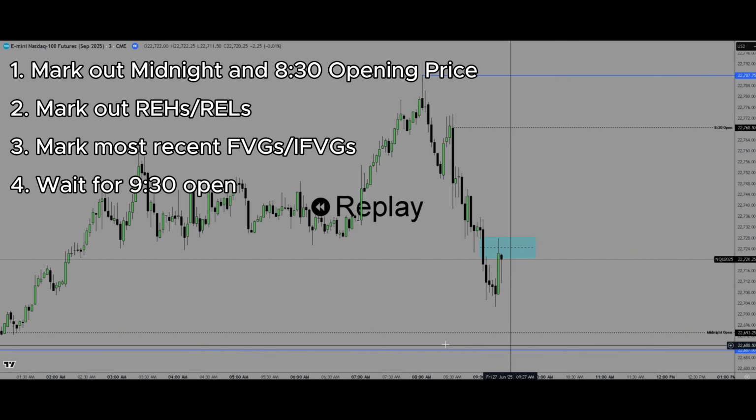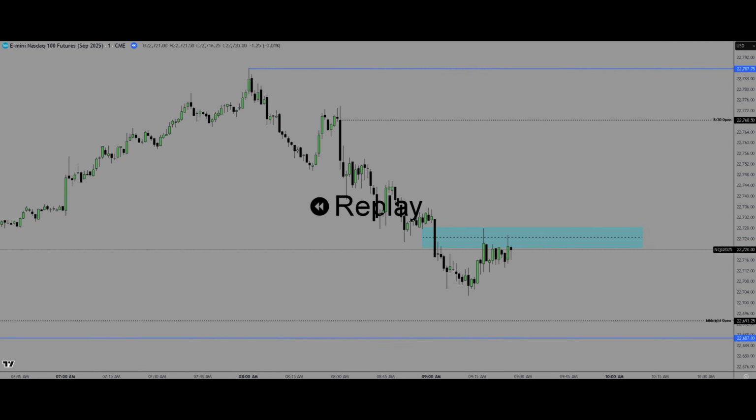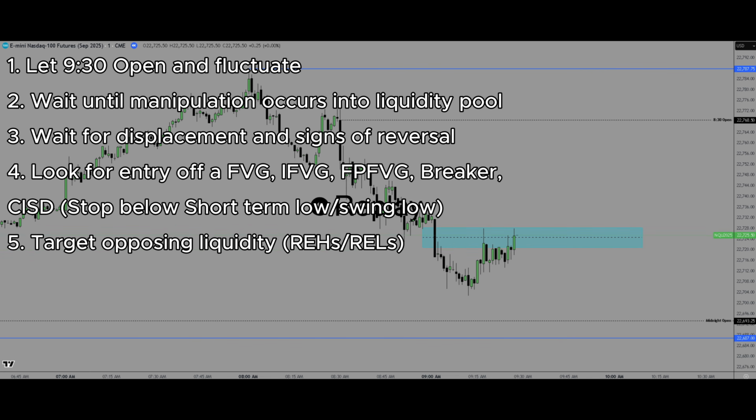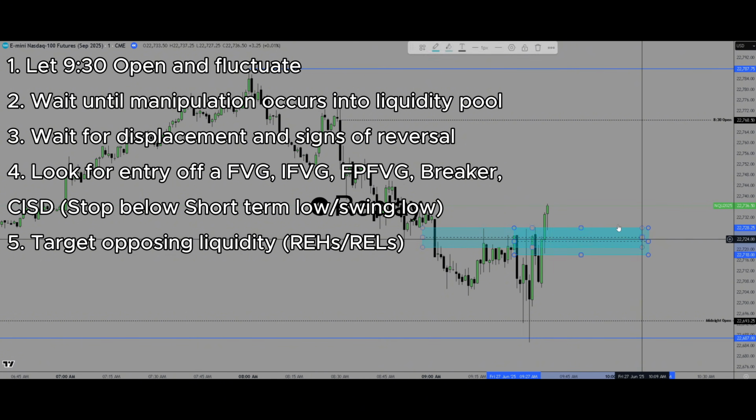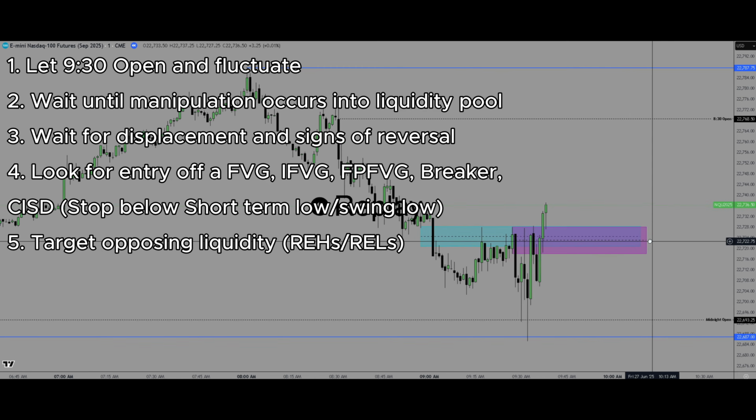Let's move on to the process to look for trades. Step 1. Let the 9:30 candle print. No early entries. Step 2. Watch if price runs into a key liquidity level we marked out. Step 3. Once liquidity level has been reached, wait for displacement in the opposite direction. Step 4. Look for your entry inside a fair value gap.